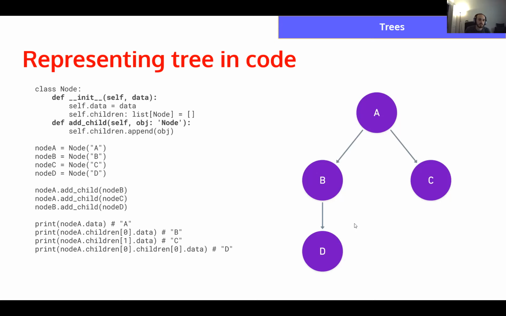And so node A is our root node here. That's generally the only one that we're going to keep a reference to, because once you have that root node, you can traverse the tree to get to all of your other nodes. So that's what we're doing here. We look at node A's data, and that's just A. Then we look at the first child of A, and we look at its data, that's B. Look at the second child of A, its data is C, because that's the C node. And then we look at the first child of node B, which is D.